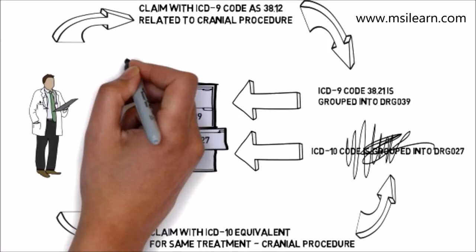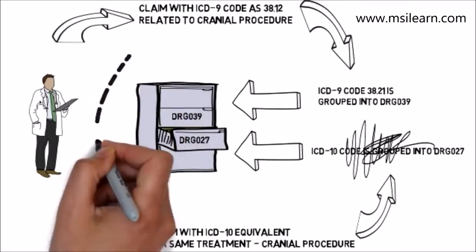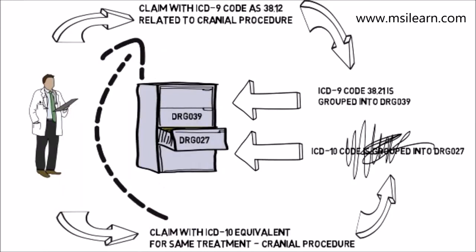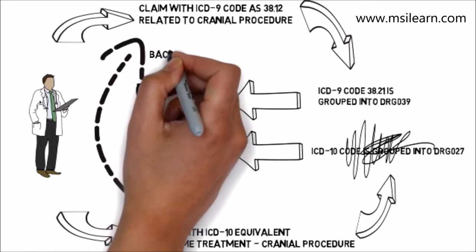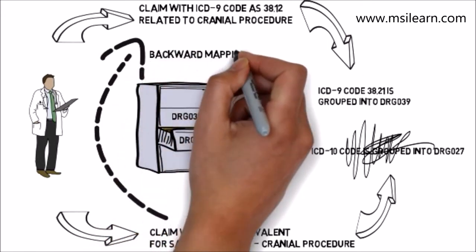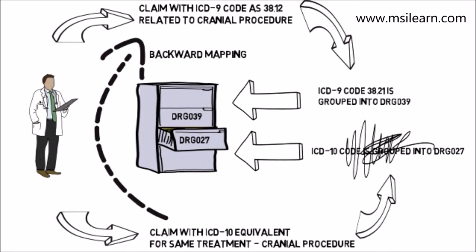And how are we going to go about it? So let's first get rid of this grouping of ICD-10 code. Now instead of grouping this ICD-10 code into a DRG, what we'll do is we'll map this ICD-10 code back to ICD-9, and we'll find out what this code would have meant in the ICD-9 world. This is what we call a backward mapping. And once we map this code into ICD-9, we'll group this ICD-9 code into a DRG, and then it will give us the same DRG that we would have got in the ICD-9 world, and thus we will maintain our financial neutrality.